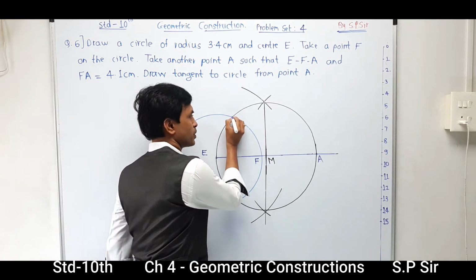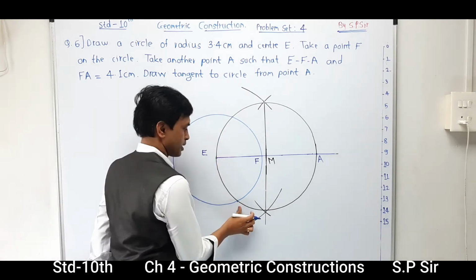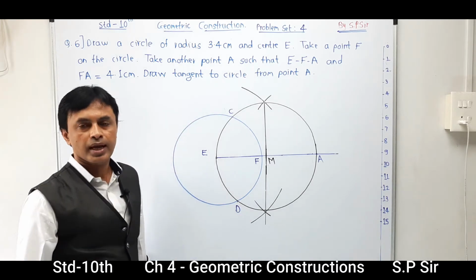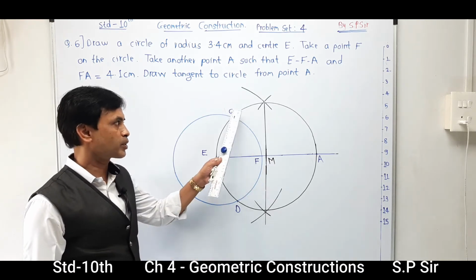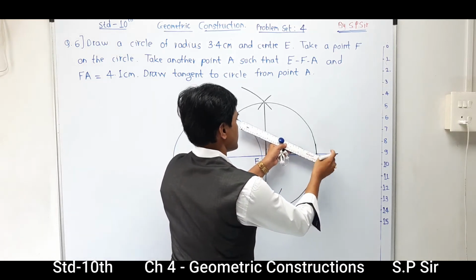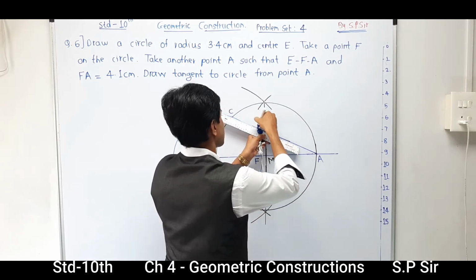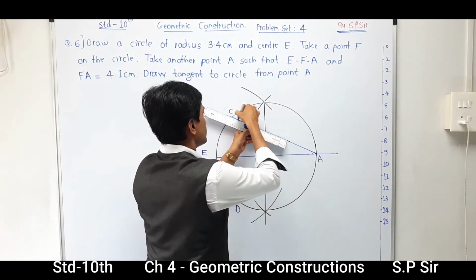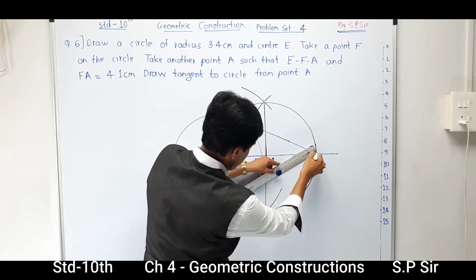And these are two points of intersection. I am going to call these points C and D, and in this way we get the two new points C and D. Now as we have the two points C and D, I am going to join line A with C, as well as draw another line, and that is nothing but A with D.